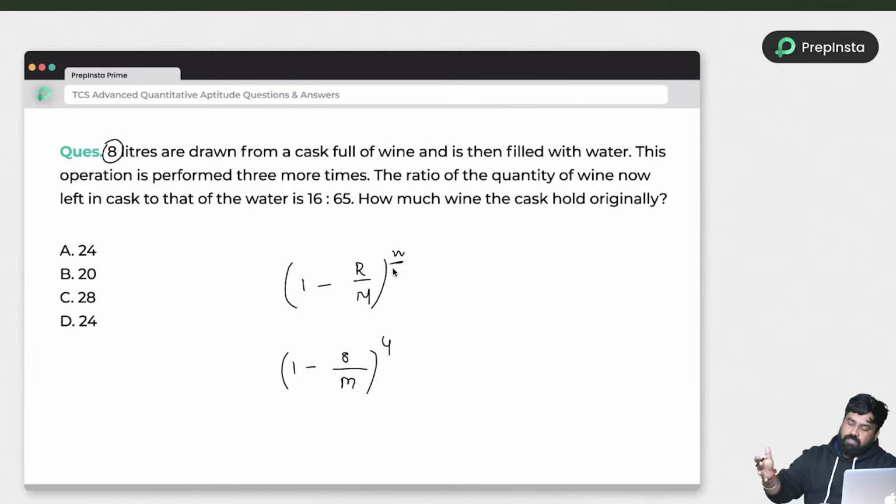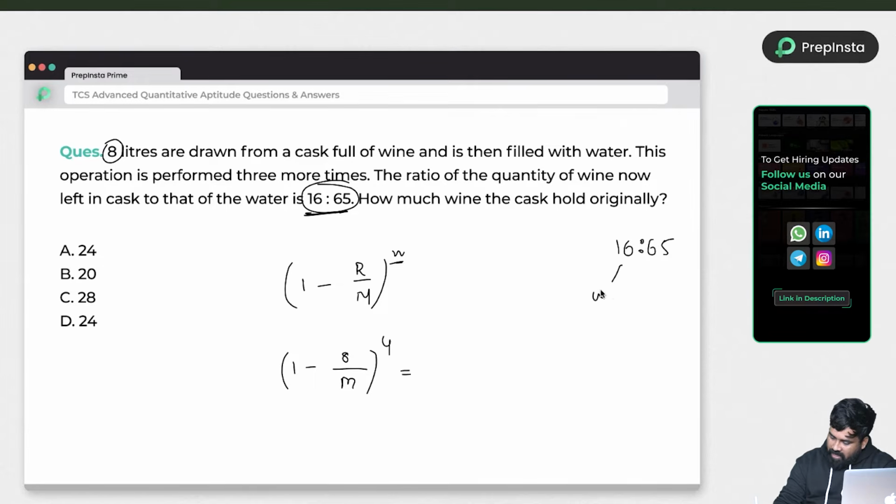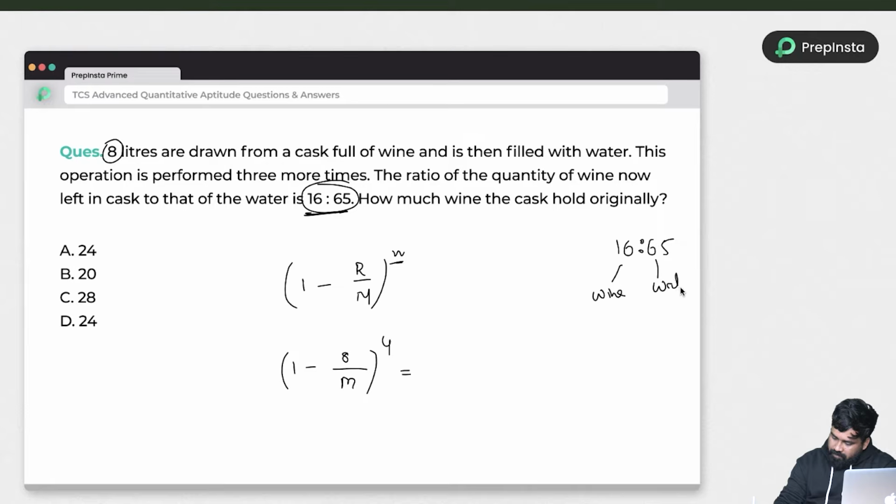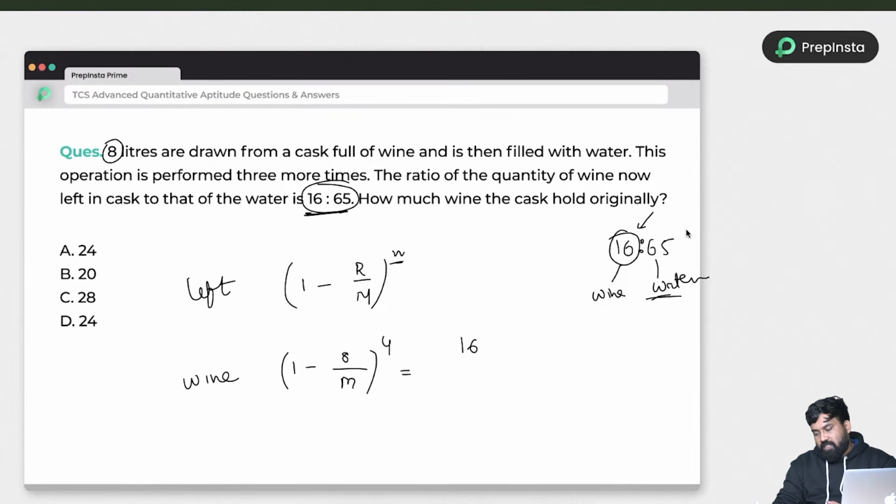So how to find the answer? The final expression will give you a fraction that you need to equalize. How to equalize, sir? Actually this ratio is 16 is to 65, which is wine and water. What we need to find is how much wine is left, so this formula is for the left wine. In order to know the left wine, the wine is 16 units out of the total. See, wine is 16 units and water is 65 units, which means if you add these together it is 81, right?